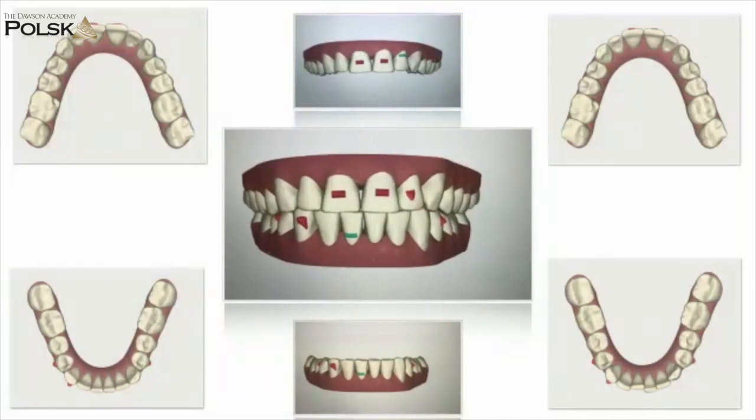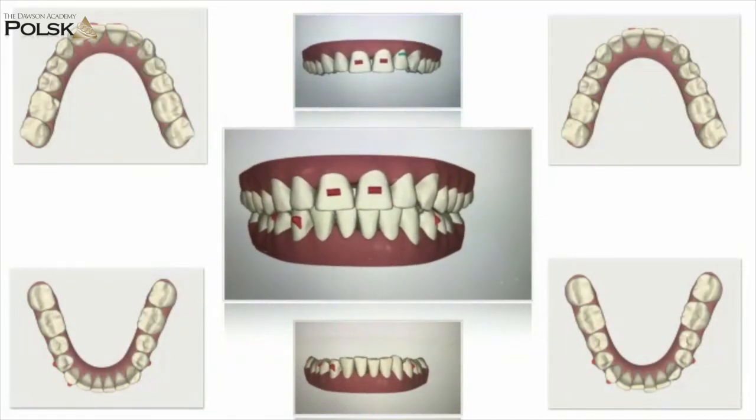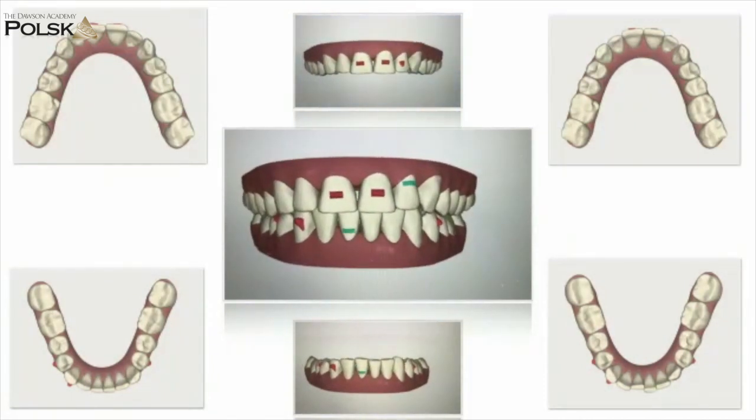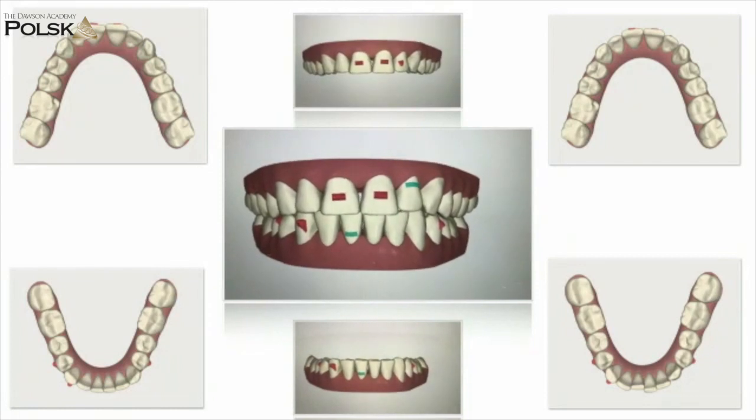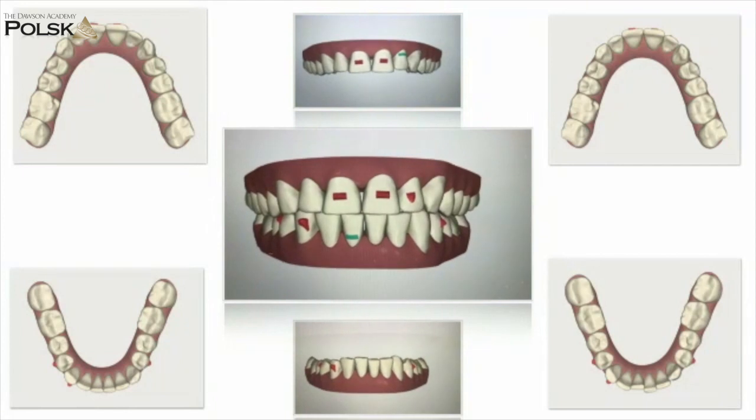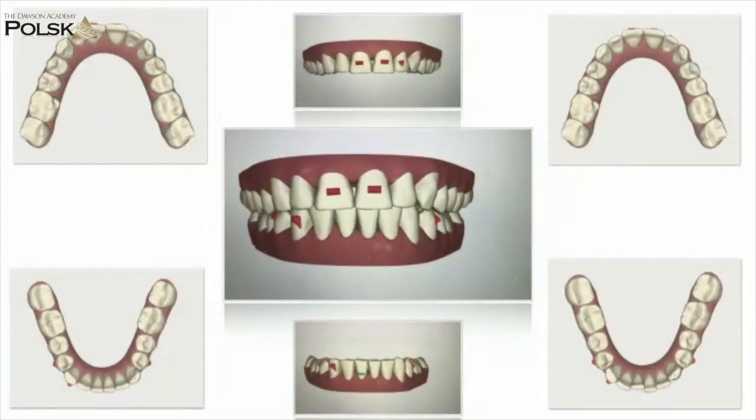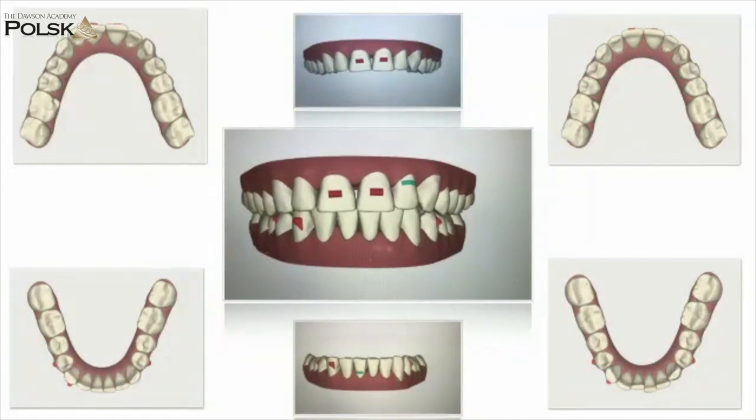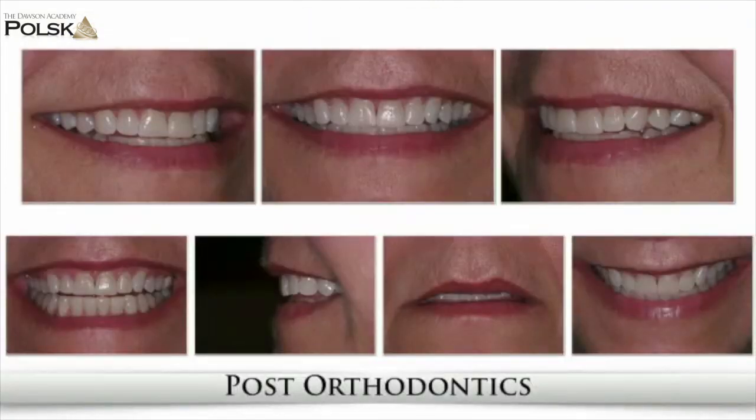So as we orthodontically move the teeth, the lower teeth into their proper position and the maxillary anterior teeth into their proper position, what we ended up with is actually a small anterior open bite that we would then close through our restorative phase.